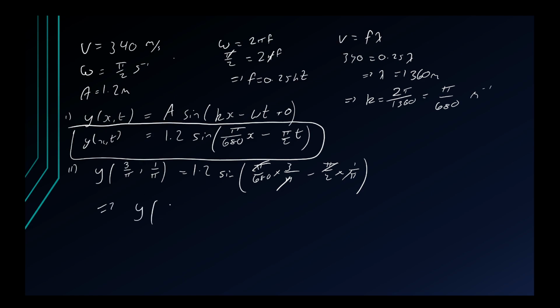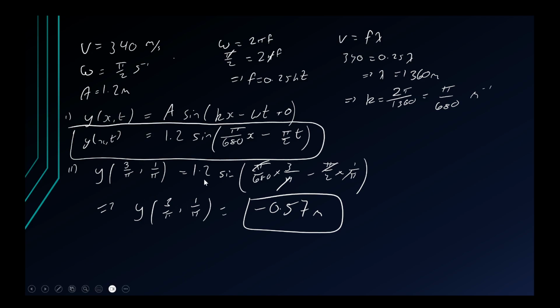So we'll get y of 3 over pi, 1 over pi, is 1.2 sine of 3 over 680 minus a half. So our y position is minus 0.57. So minus 0.57, and we'll throw in our units of meters. So at minus 0.57 meters, our wave has an x position of 3 over pi after time 1 over pi seconds.